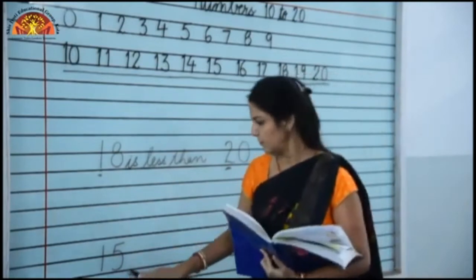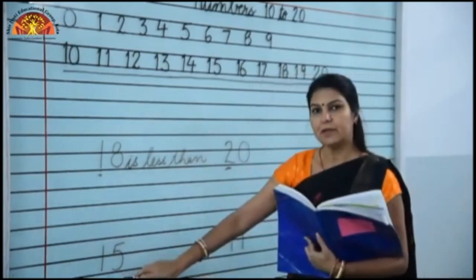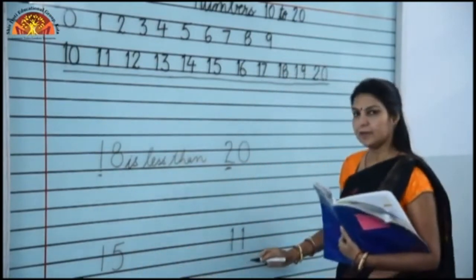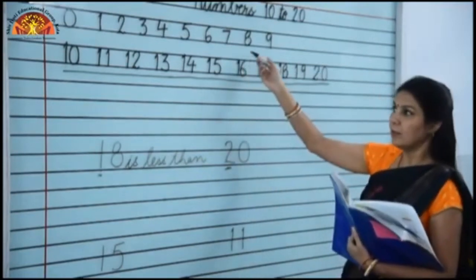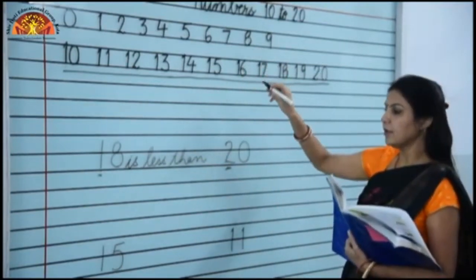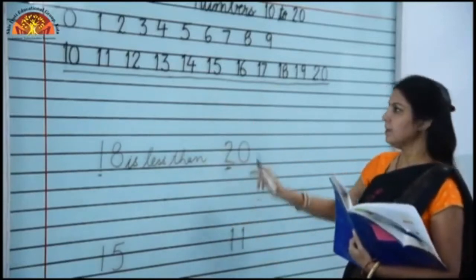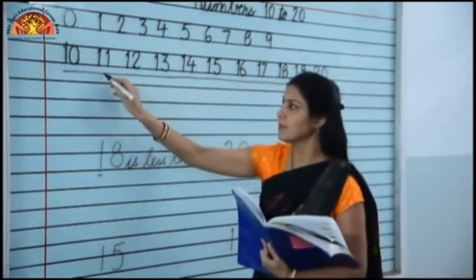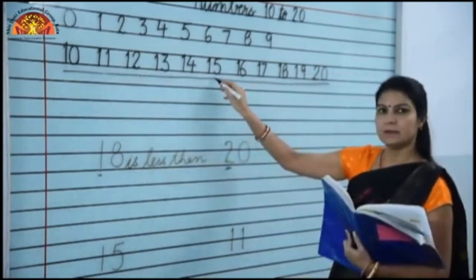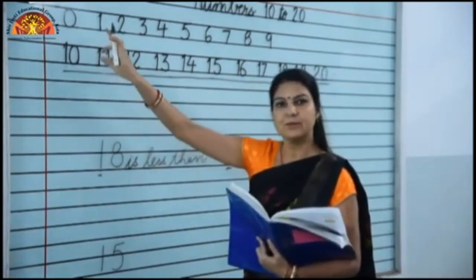Let's see another question. Numbers are given 15 and 11. Now look here in the counting. Which number is closer to 0 between 15 and 11? Here 11 is coming first and 15 is coming later. So 11 is near to 0.